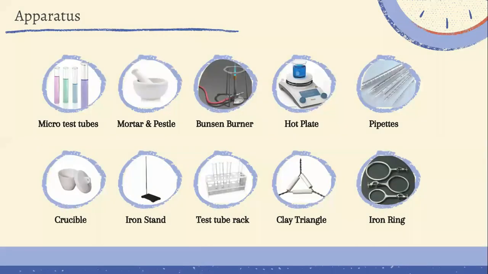So the apparatus that will be used in the experiment are micro test tubes, mortar and pestle, Bunsen burner, hot plate, pipettes, crucible, iron stand, test tube rack, clay triangle, and iron ring.